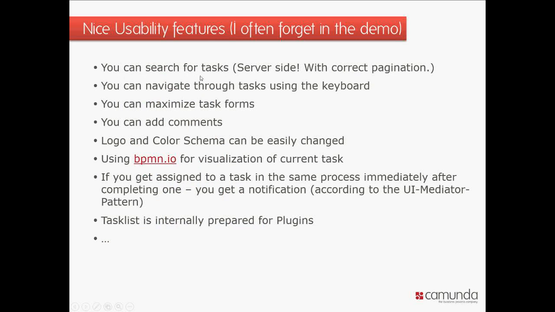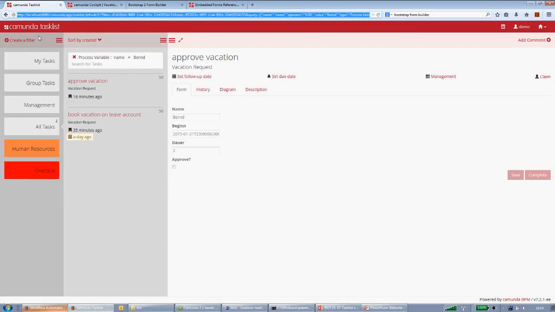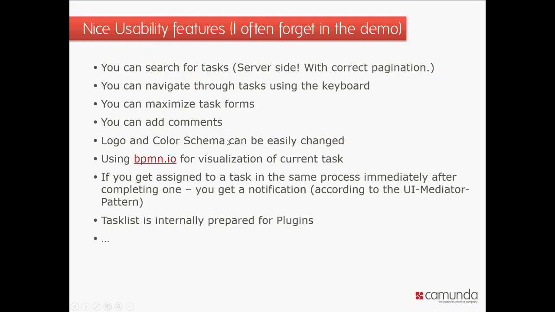So you saw you can search for tasks server side. That works pretty cool. You can navigate through the tasks via the keyboard. Small feature, but really important. You can maximize the task form. You can add comments, a very important thing, actually. You can change the color scheme. Okay, you can change the whole CSS file if you like, but then you really have to dive deeper into it. But you can very easily change the color scheme. So if you say it shouldn't be red, it should be blue or green because that's my company color, it's really easy to do. Just provide a small config file, and the same goes for the logo. If you don't have that Camunda Tasklist logo, important. Yeah, small but very interesting feature.